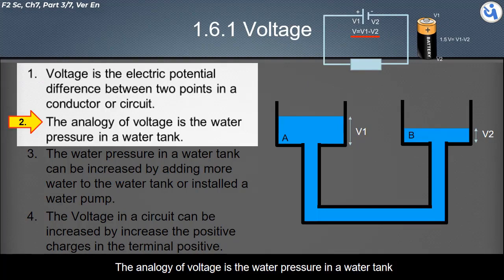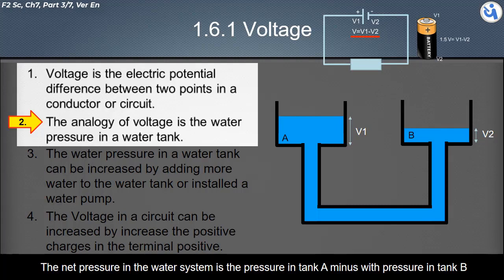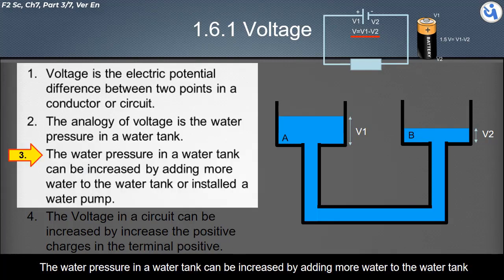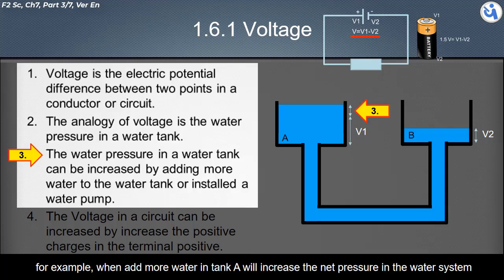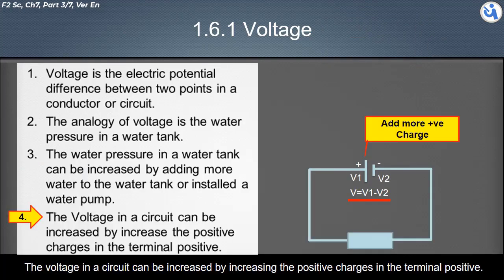The analogy of voltage is the water pressure in a water tank. The net pressure in the water system is the pressure in tank A minus the pressure in tank B. The water pressure in a water tank can be increased by adding more water to the water tank, or installing a water pump. For example, adding more water in tank A will increase the net pressure in the water system. The voltage in a circuit can be increased by increasing the positive charges in the positive terminal.